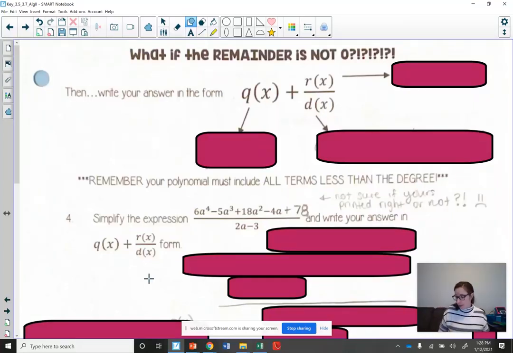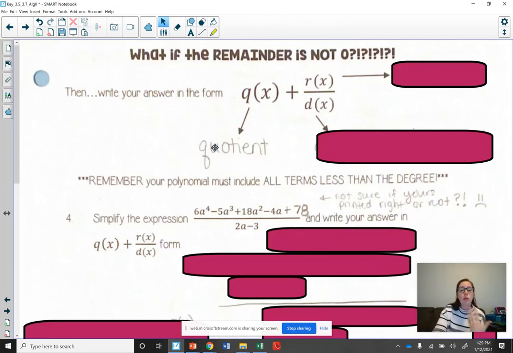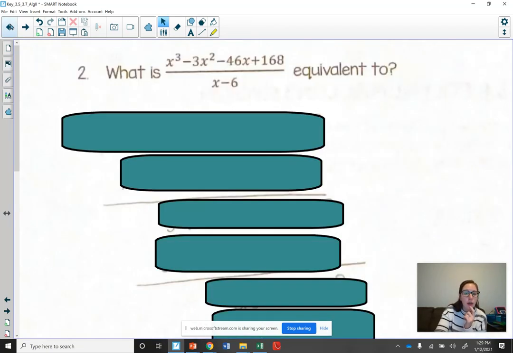Okay, what if the remainder is not 0? Because it will not always be 0. Then you need to write your answer in this form, where q of x is a function in terms of x. It's the quotient. It's what you get. This would have been called the quotient for number 2.